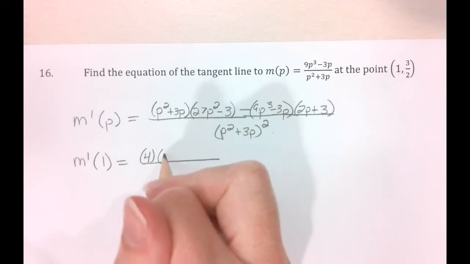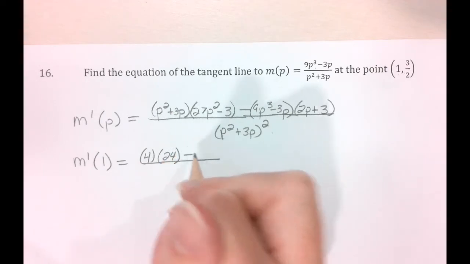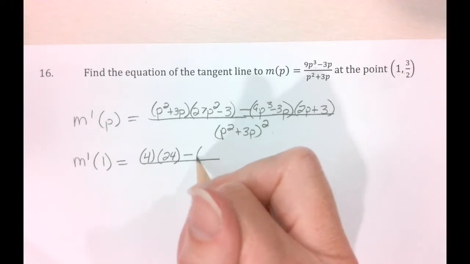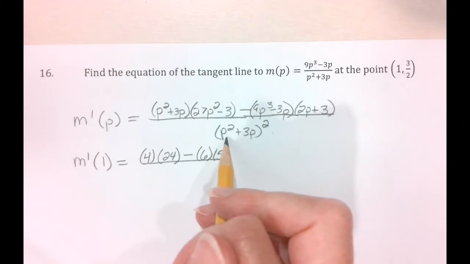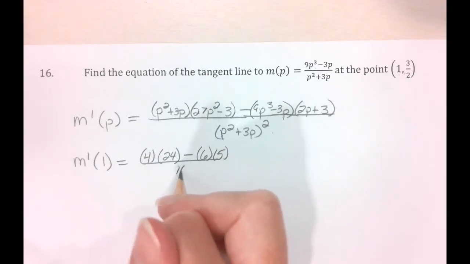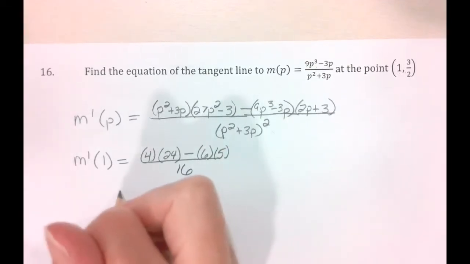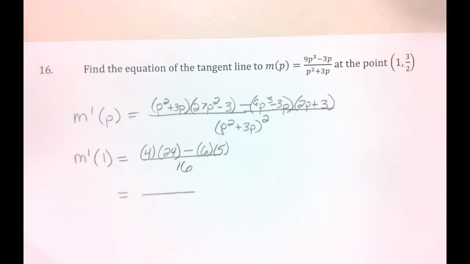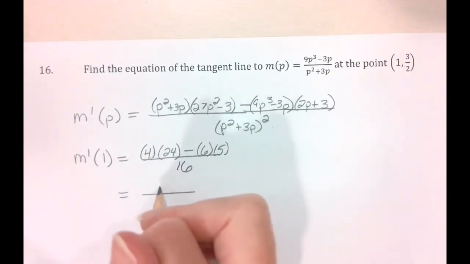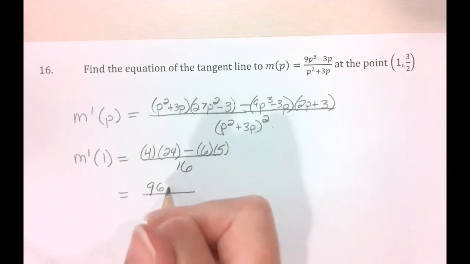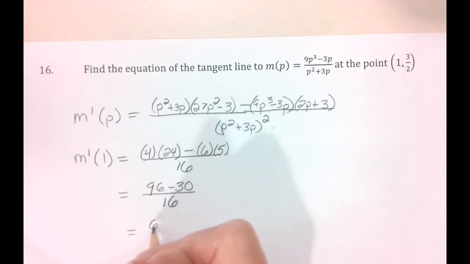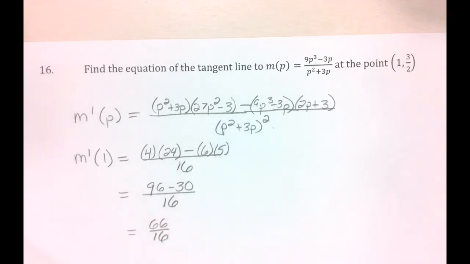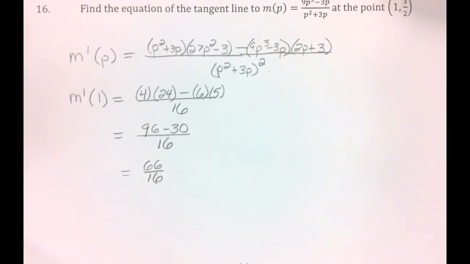27 take away 3 gives me 24. Minus 9 take away 3 is 6. 2 plus 3 gives me 5. Over that 4 squared, which is giving me 16. Look how efficient it will be to get my slope. 24 times 4 is 96, minus 30 over 16, which gets me down to 66 divided by 16, and I'm not going to worry about simplifying that.